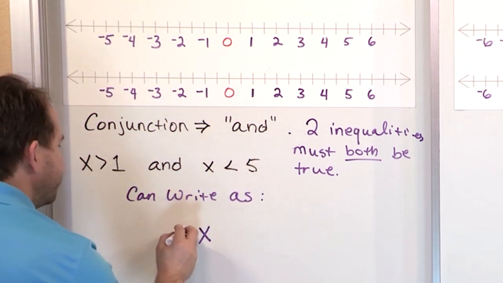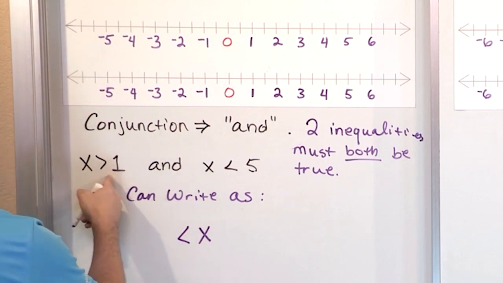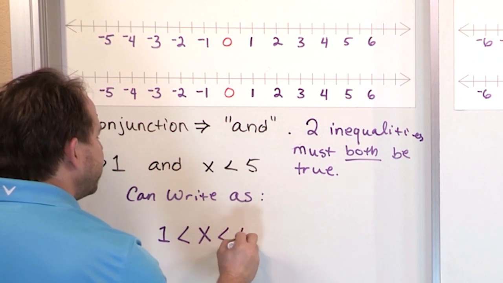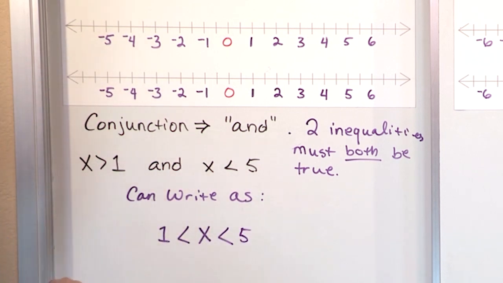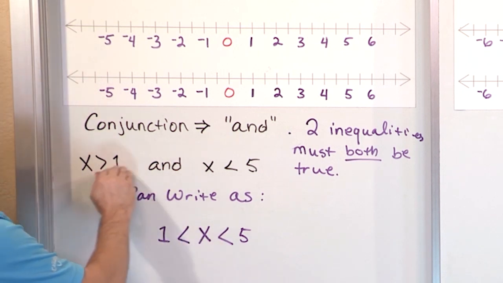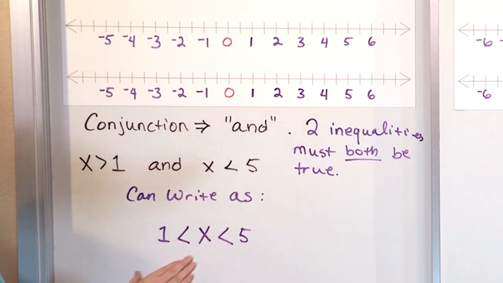So here's what you do. You put a left-hand arrow, and then you put the number 1, and then you put another left-hand arrow, and you put the number 5. Now when students see this, it totally freaks them out most of the time. Most of the time people can understand the "and" version, but when they see this, they have no idea what's going on.